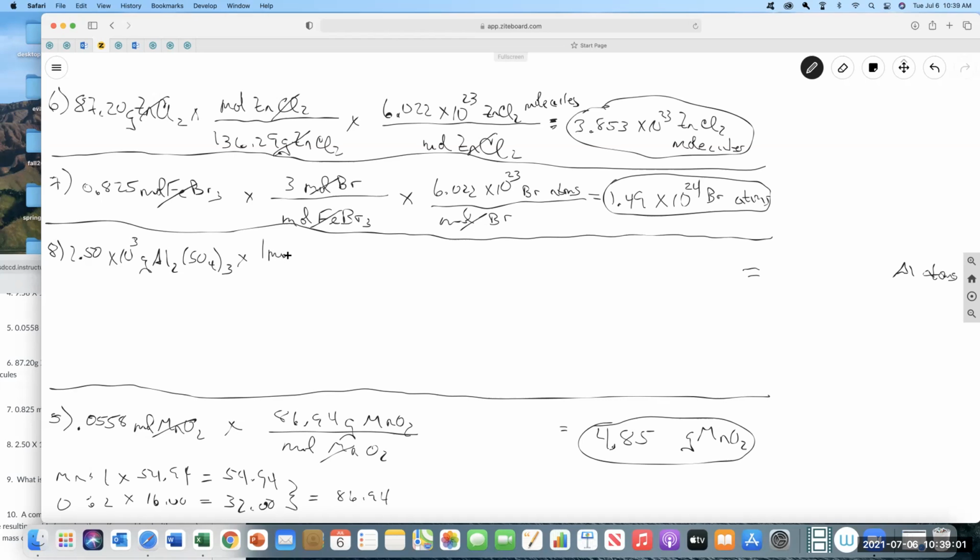So I have 1 mole of Al2(SO4)3 for 342.14. That seems right. Again, it's 2 times 26 for aluminum, 3 times 32 for the sulfur, 12 times 16 for the oxygen. So now grams are gone. Now we have moles of Al2(SO4)3, and we want Al atoms. Again, if we don't know what to do here, we know that there's Avogadro's number.